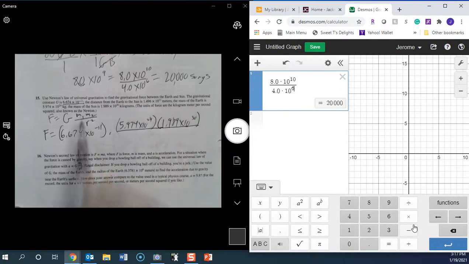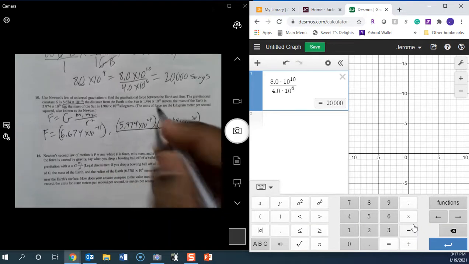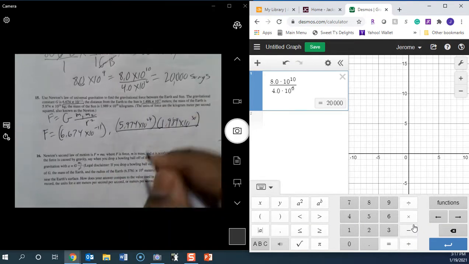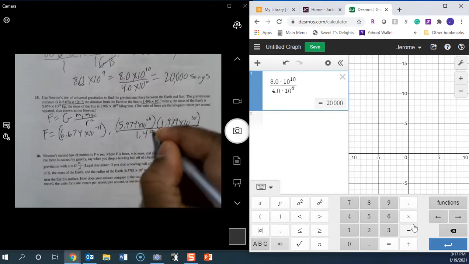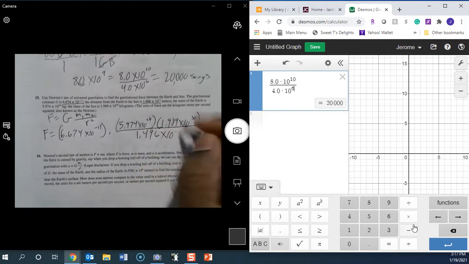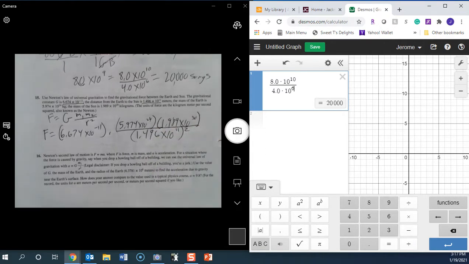Because remember, these m's are the mass. And then now we want to do the distance. The distance is given here, which is 1.496 times 10 to the 11th power, but that's squared. Now we can put all of this in our calculator, especially with us using Desmos. Wait a minute, let me back this up.